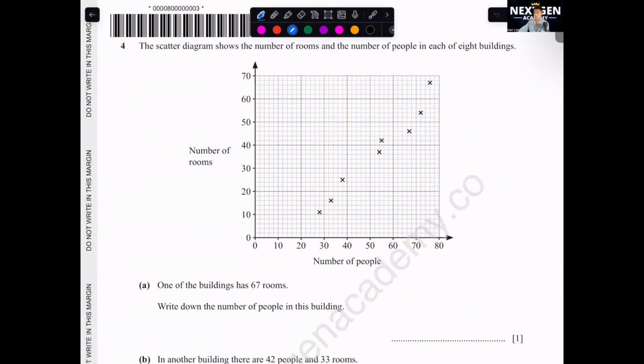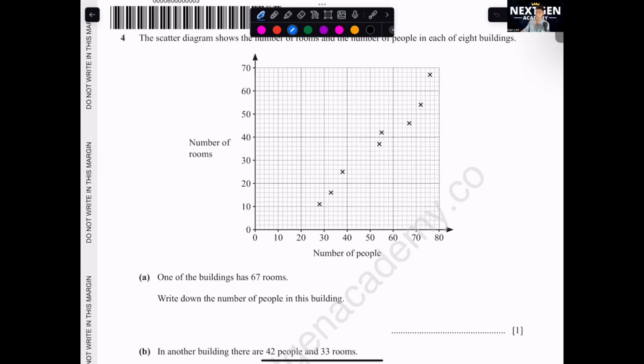Can I write it as negative 1 over 4 instead of 0.25? No, negative 1 over 4 is wrong. Reciprocal, there's no negative. Okay, reciprocal just means inverse. Negative 1 over 4 is not the answer. Positive 1 over 4 is the answer.